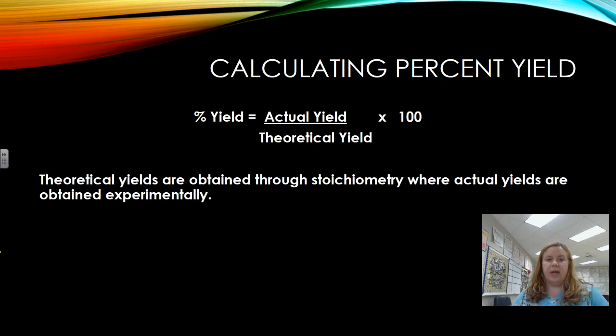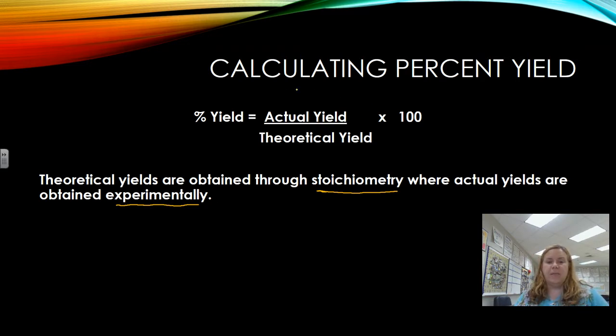So first of all, to calculate a percent yield, you take your actual divided by your theoretical yield. Now I want you to understand that theoretical yields are obtained through stoichiometry. So you're going to have to use a problem to figure out, in theory, if I ran this reaction, what would it produce? Actual yields are obtained experimentally. So you actually have to do the lab to figure out what you actually form.